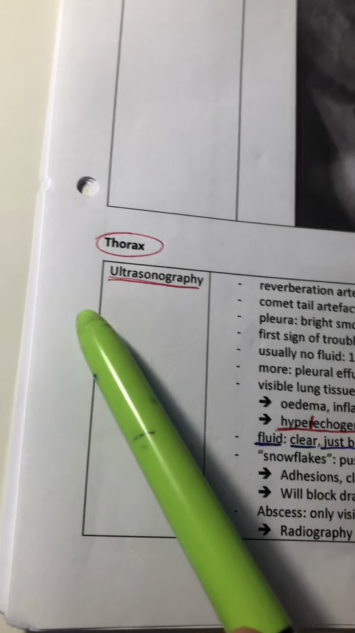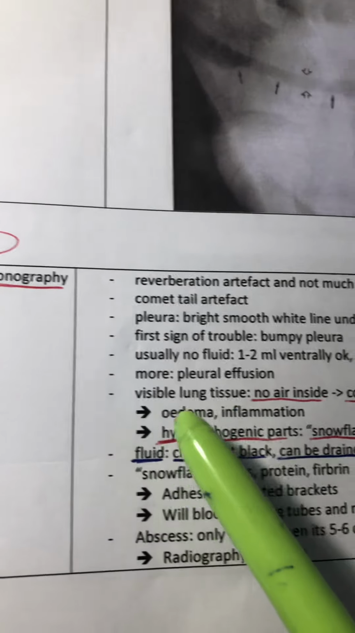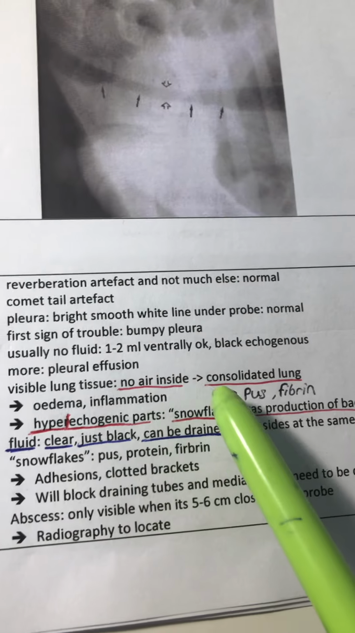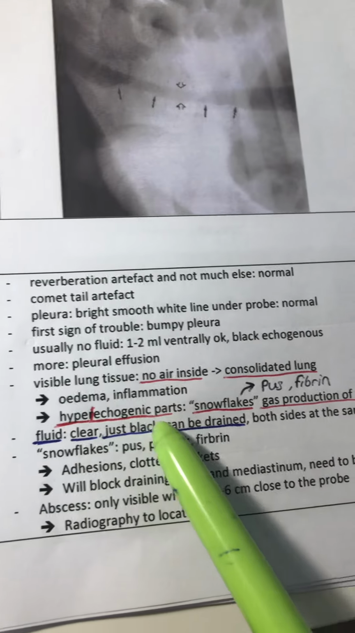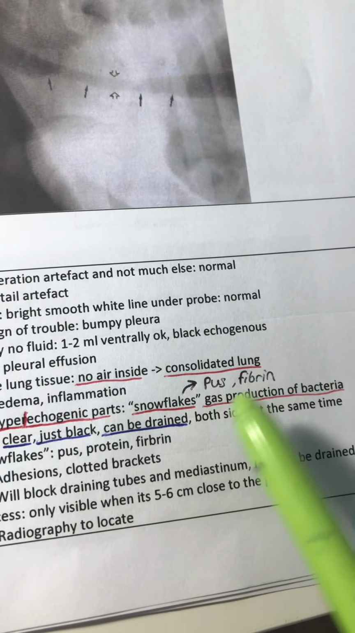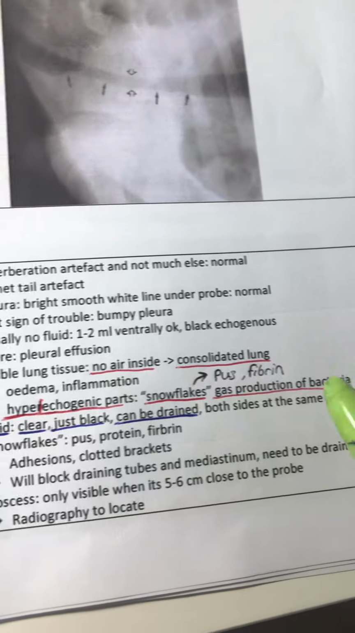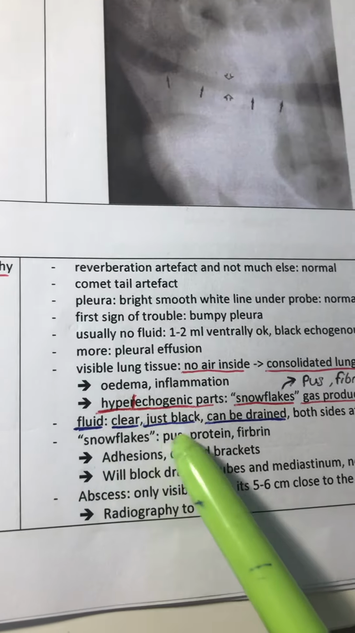So for the thorax, you can use ultrasound. When there's no air inside the lung, this is a consolidated lung. You can also see hyperechoic parts like snowflakes. This is pus and fibrin, and these are signs of gas production by bacteria. And then fluid, it's clear, it's just black, and it can be drained.